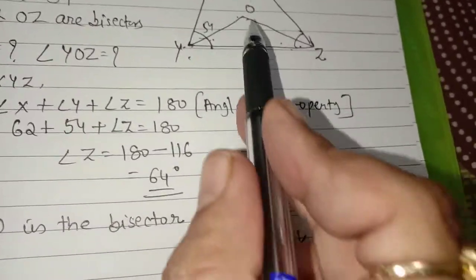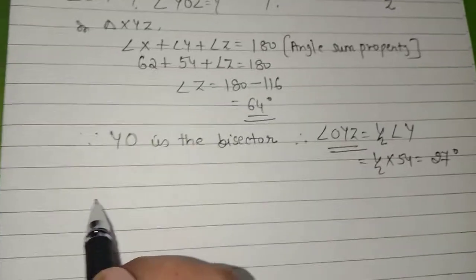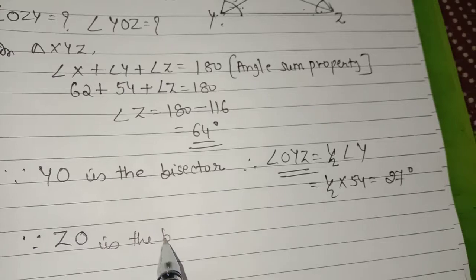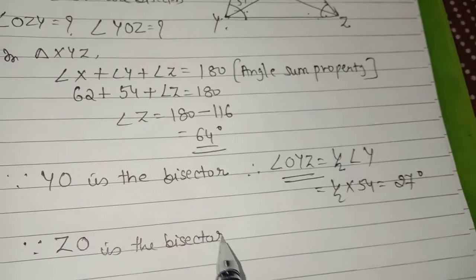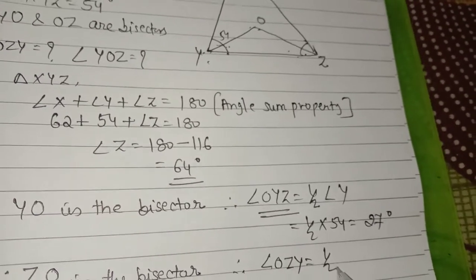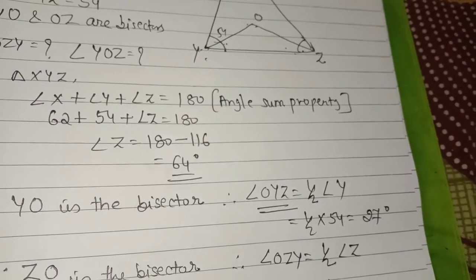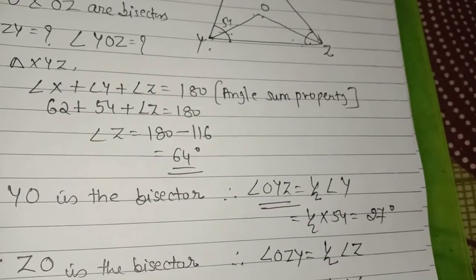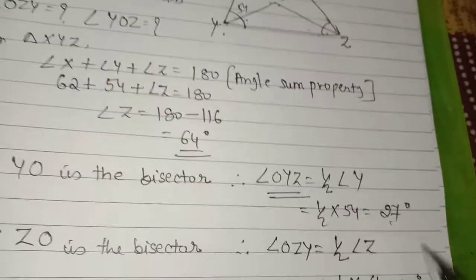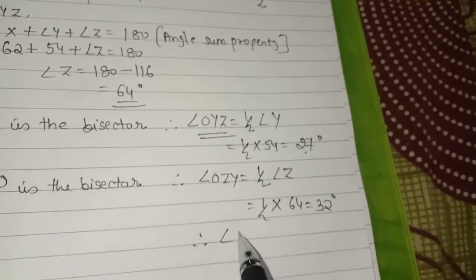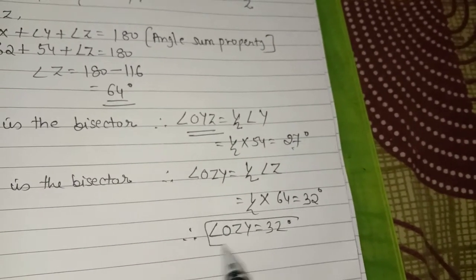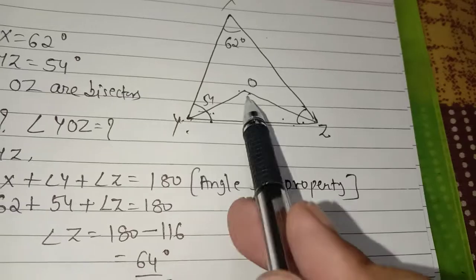Then OZY. So write down, since ZO is the bisector, therefore angle OZY is equal to half of angle Z. So half into, what is the value of angle Z? 64. So it is 32. Clear? Now we got our required value, that is angle OZY is equal to 32. Our first requirement. Now we have to find angle YOZ.